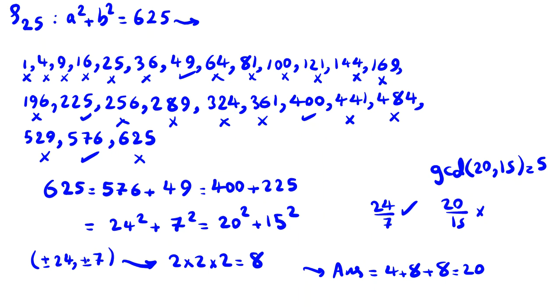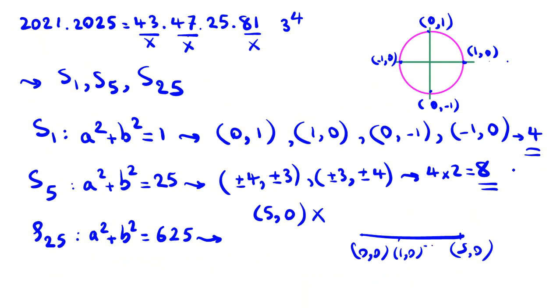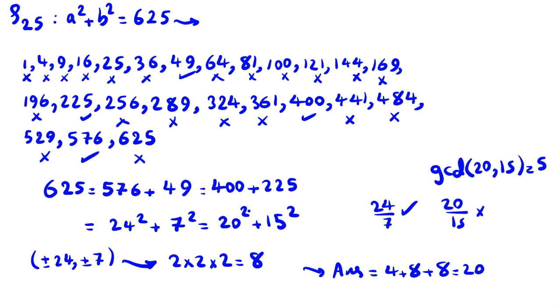So plus or minus 24, plus or minus 7, so 2 times plus minus, 2 times plus minus, and you can switch 24, 7 or 7, 24: 2 times 2 times 2 is 8. So the answer would be 4 plus 8 plus 8, which is 20.